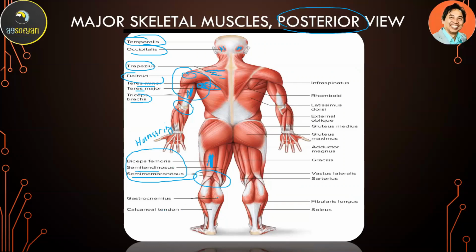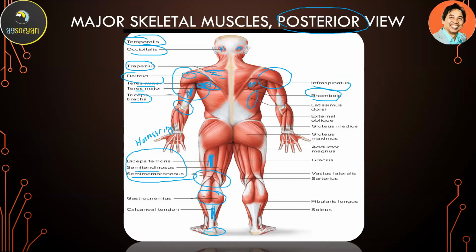And then gastrocnemius, we already mentioned that. And calcaneal tendon, this is the connective tissue that connects this gastrocnemius with the calcaneus bone, the heel bone. Infraspinatus, this is also one that helps move our shoulder. Circumduction, adduction, rhomboid muscles is similar.